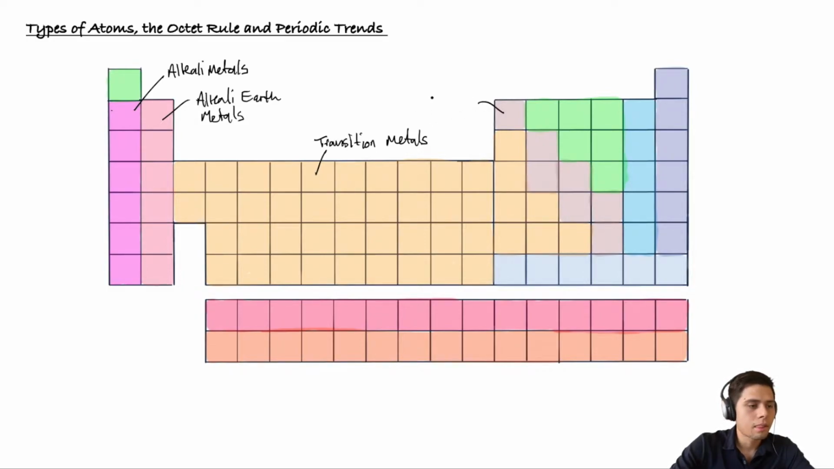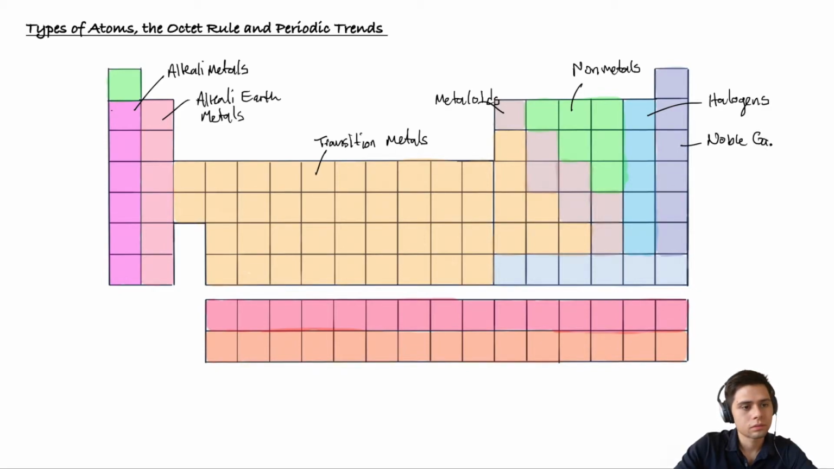These here are the metalloids. These again have interesting transition properties. They're the transition between the metals and the non-metals. Then we have these guys, which are the halogens. Halogens are very reactive, and we'll see why. These guys are the noble gases. The noble gases are not reactive at all, although they react in some rare circumstances.